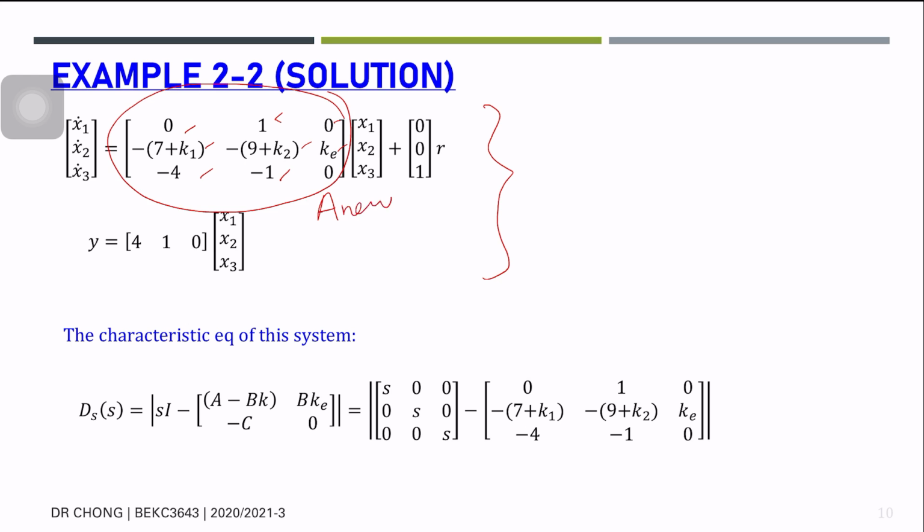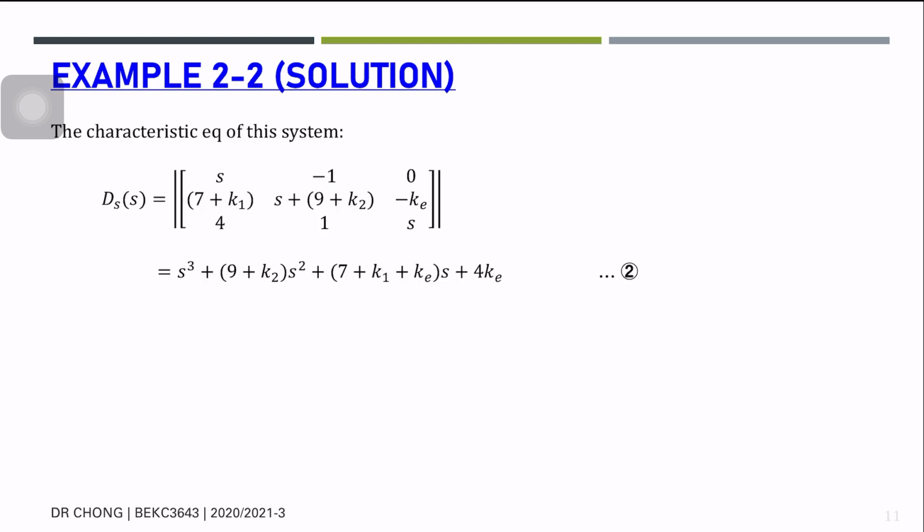From this new A, you do the determinant. But before that, you need to give the identity first. So that's why sI minus this, then you get the answer. Okay, you get the answer and then you solve it. So you get this characteristic equation.